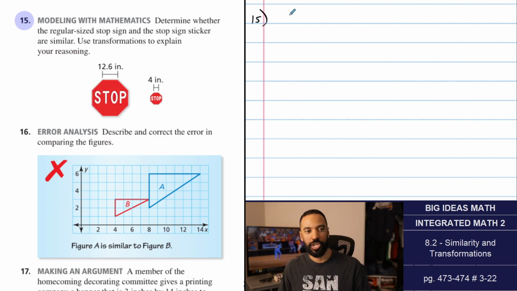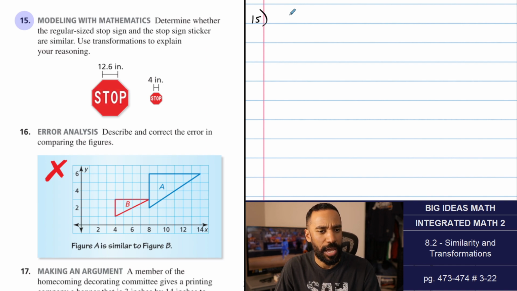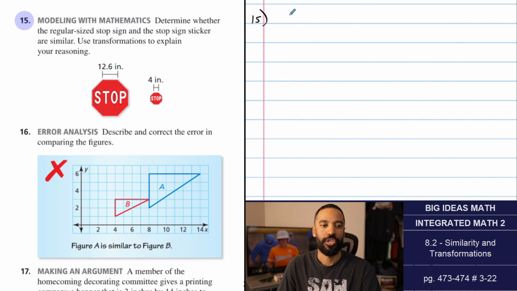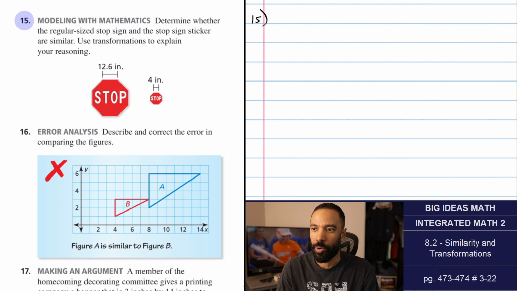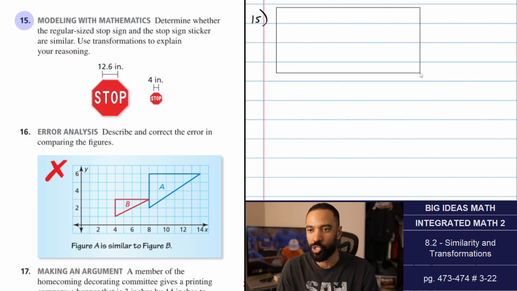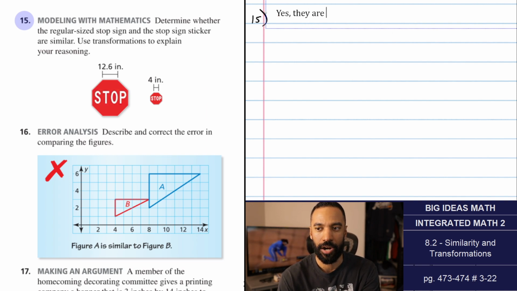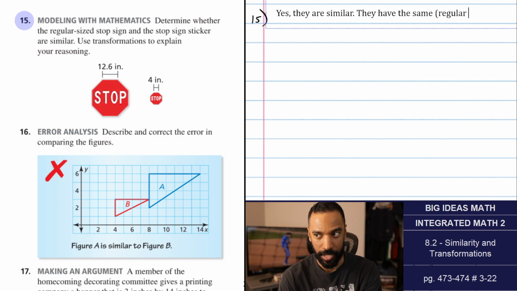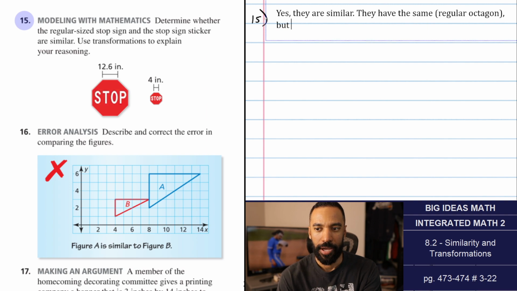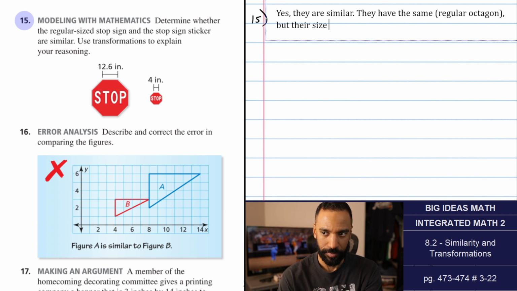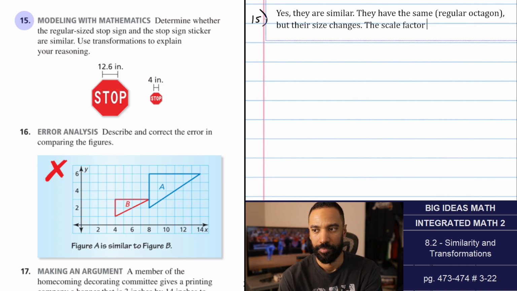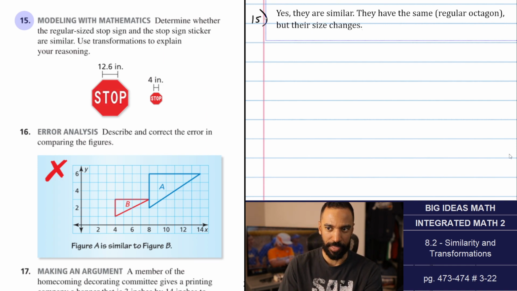Modeling with mathematics. Determine whether the regular size stop sign and the stop sign sticker are similar. Use transformations to explain your reasoning. Well, I'm going to describe some stuff first. First of all, yes, they are similar. They have the same shape, regular octagon. Now, that's important. But their size changes. The scale factor, well, this is where I'm going to start to do some other stuff. This is why they're similar.